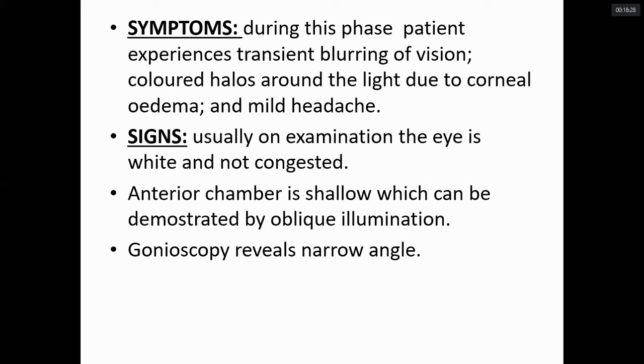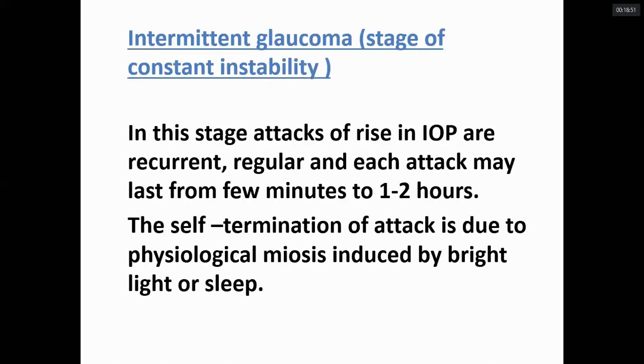So what are the symptoms of the disease? During this phase, the patient experiences a transient blurring of the vision, color halos around the light due to the corneal edema, and mild headache. On examination the eye is white and not congested, and the anterior chamber is shallow, which can be demonstrated by oblique illumination, and gonioscopy reveals a narrow angle. So that is the prodromal stage.